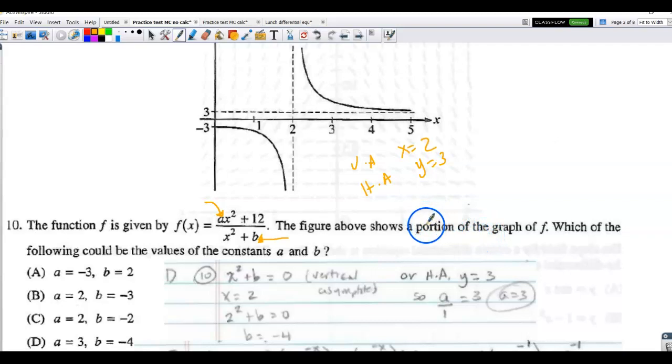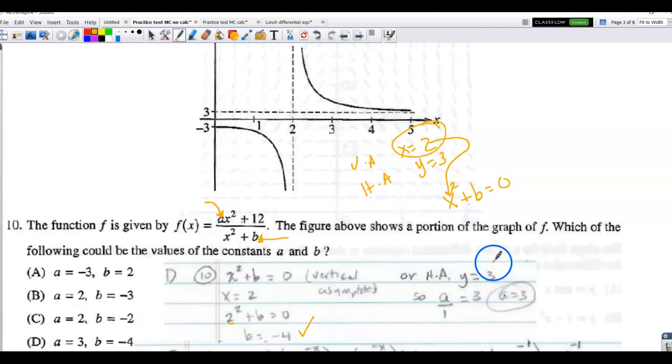So to find a vertical asymptote, I set the denominator equal to 0, so x squared plus b equals 0 is how I would find the vertical asymptote. But we know that the vertical asymptote is x equal to 2, which is right here. So I can substitute the 2 in place of x, which is what I'm doing right down here, and I can get a b value to be -4.